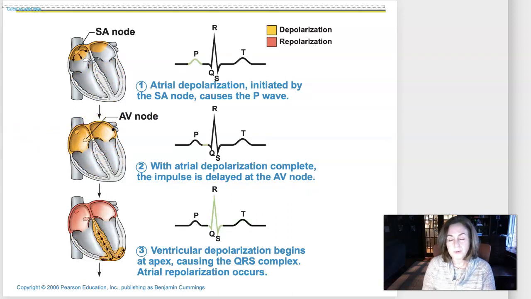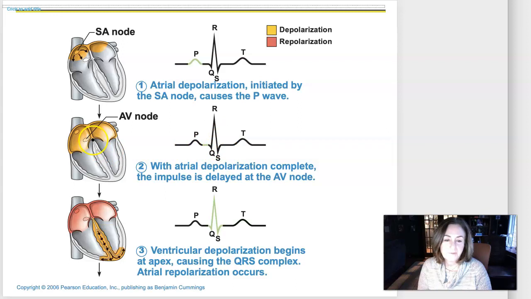atrial repolarization. And the atria do repolarize, and you could see that on an ECG, but that would be abnormal, because what should happen is that the ventricles depolarize fast enough that it drowns out the atrial repolarization. So atrial repolarization is also occurring with the ventricular depolarization. We just can't see it on an ECG.